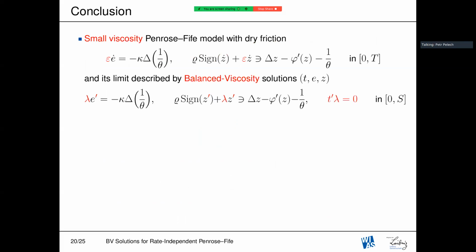In the limit, we want to describe it by so-called balanced viscosity solutions, which are somewhere in between the fully rate independent system, which one can recognize here, and there is still a remainder of the original viscosity system. The viscosity can be switched on, but only if the time stops and one finds a jump.